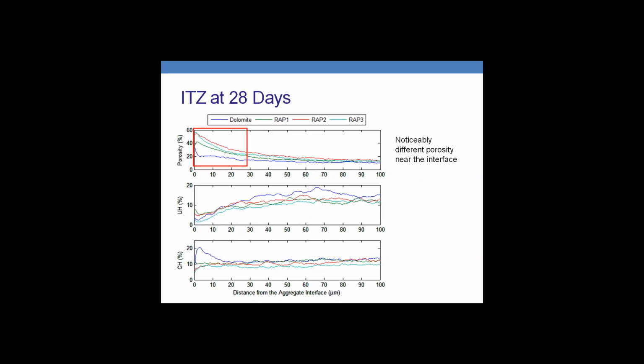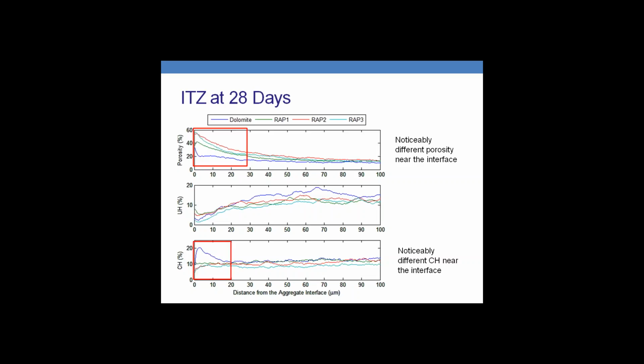Unhydrated cement is again relatively similar. The other thing to note is calcium hydroxide. There is very large calcium hydroxide. Calcium hydroxide likes to grow against carbonate minerals like dolomite, but it seems not to like to grow against asphalt as much. So that's something we needed to look into as well.